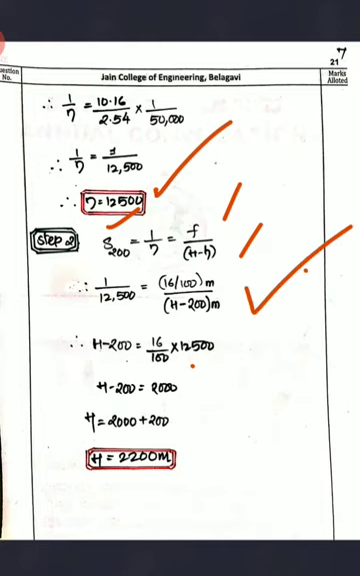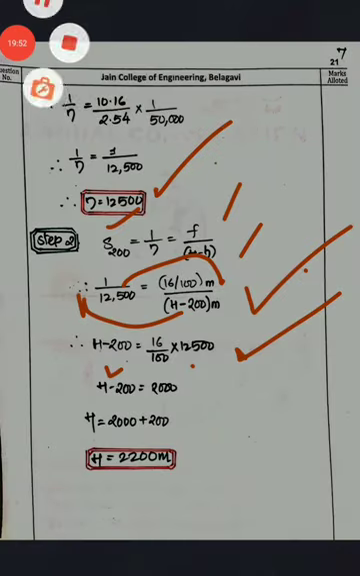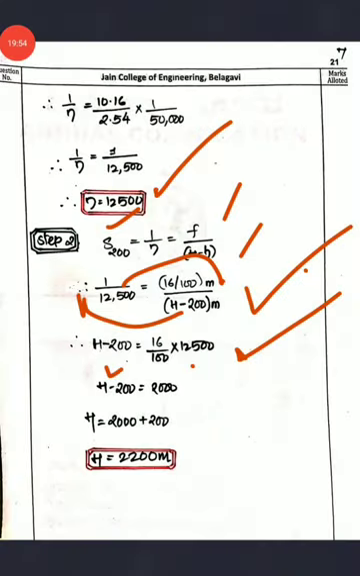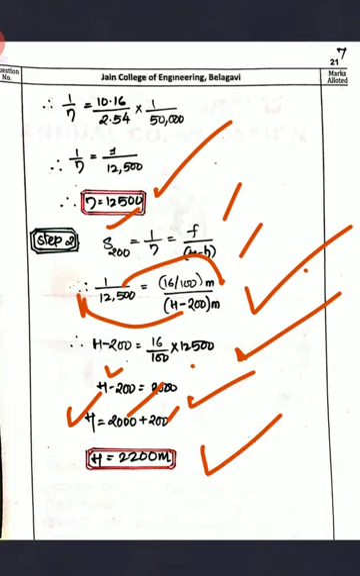Now you can bring this to this side. So H minus 200 equals 16 divided by 100 into 12,500. Now H minus 200 is equal to 2000. Capital H is equal to 2000 plus 200, that is 2200 meters. This is the required thing that you want. So this is a very simple problem.